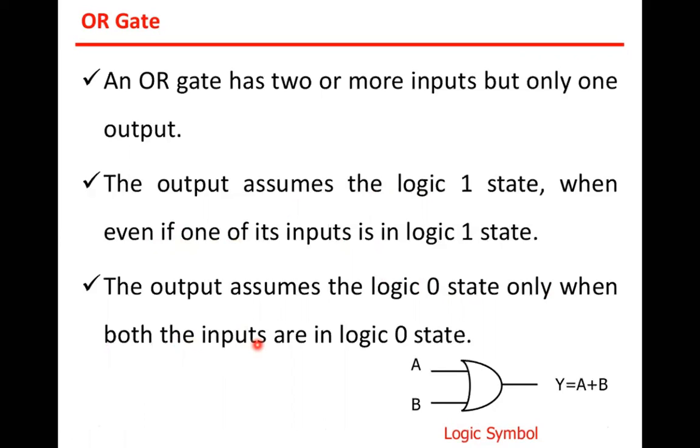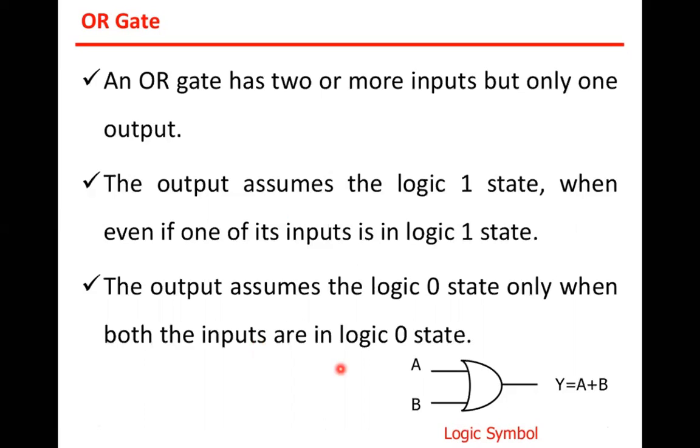It means only in the case of the first combination, like 0, 0 if you are taking 2 inputs, or if you are taking 3 inputs, the inputs will be 0, 0, 0. So only when all the inputs are 0, the output will be 0. In all other cases, the output will be 1.